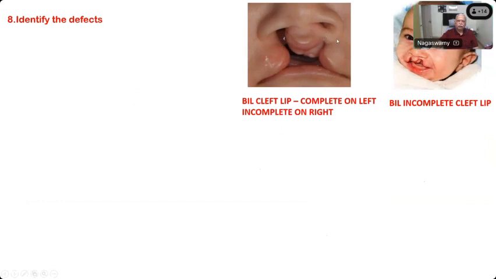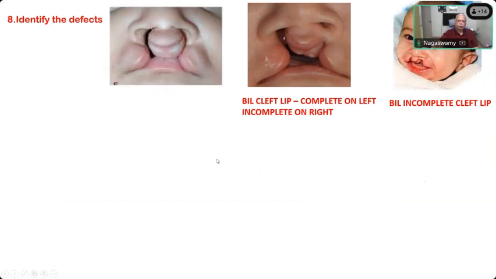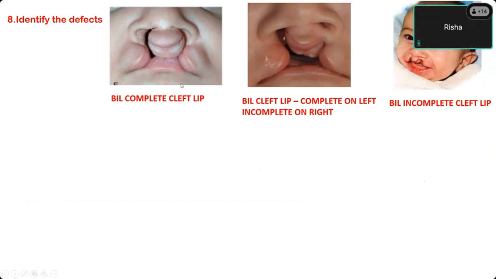Understand that? Now this is the third picture. Bilateral complete cleft lip. Are you able to now identify the difference? Yes, sir. Very good. This is very important, and you must also see inside the mouth. Complete on the right side, sir. So the second case is complete on the right, I think, not on the left.